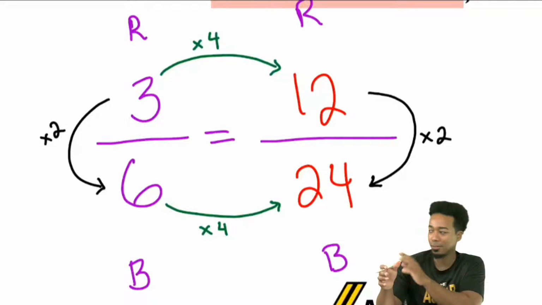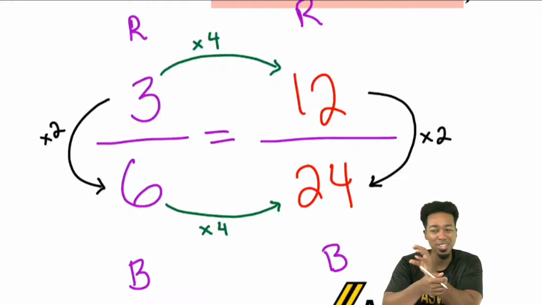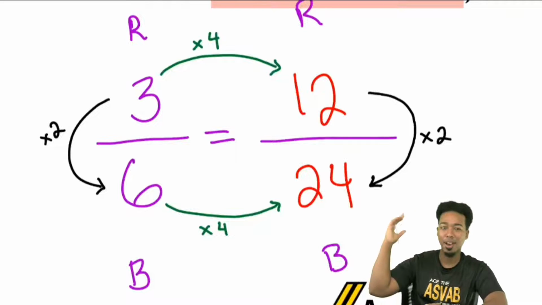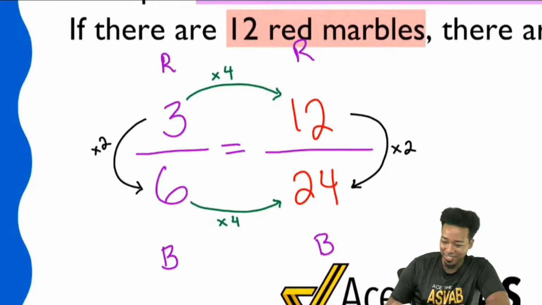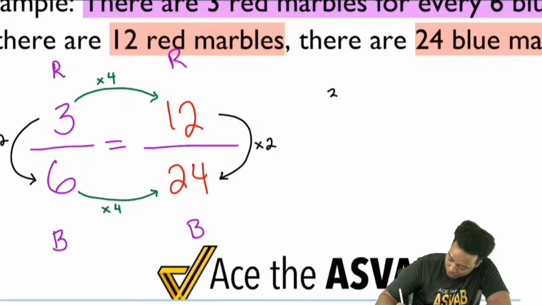So I want to take the next few moments to show you what I mean by this and why this is such an overlooked shortcut that if everybody knew, I swear everybody's ASVAB scores would be 5 points higher. So let me go ahead and show you here. Let's go ahead and just show the same problem here. 3 over 6 equals 12 over 24.